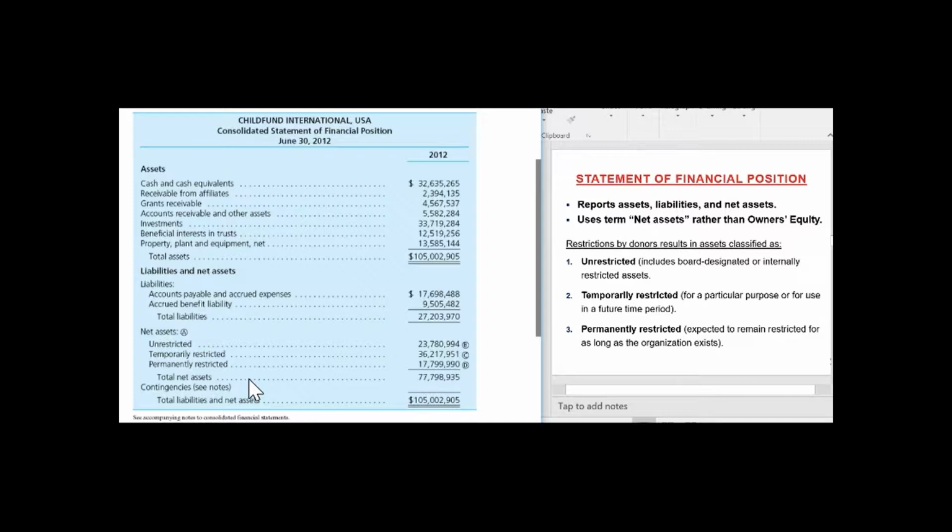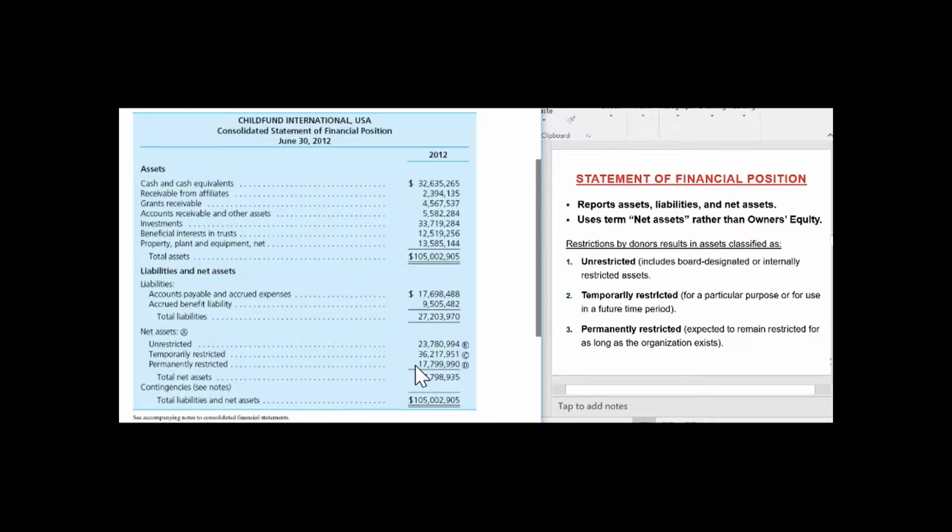So this unrestricted part includes broad board-designated, or internally restricted, assets. Temporarily restricted is imposed by outsiders, or external donors, and that is temporarily restricted. That means it is held under restriction for a certain future period of time.